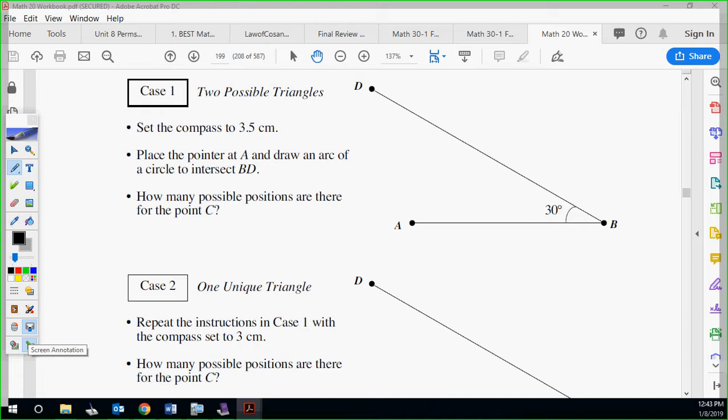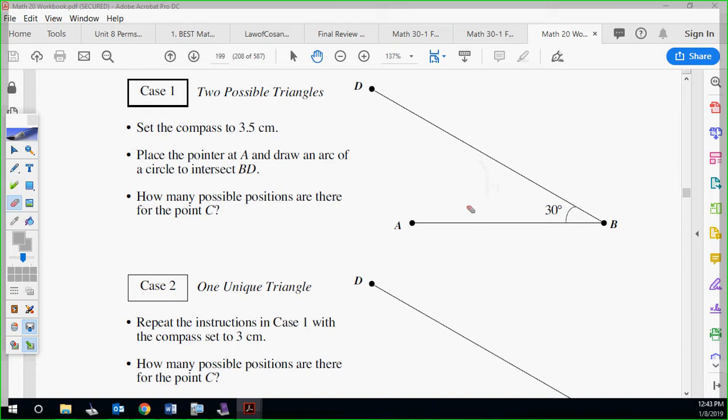So what it says is set the compass to 3.5. Place the pointer at A. So you're placing it here, so that you'd have a compass doing like this, right here. See the virtual compass there? So the point of the compass is here, and then you're going to rotate it on this line. Okay, that's what's happening. You guys understand what I'm kind of saying there?